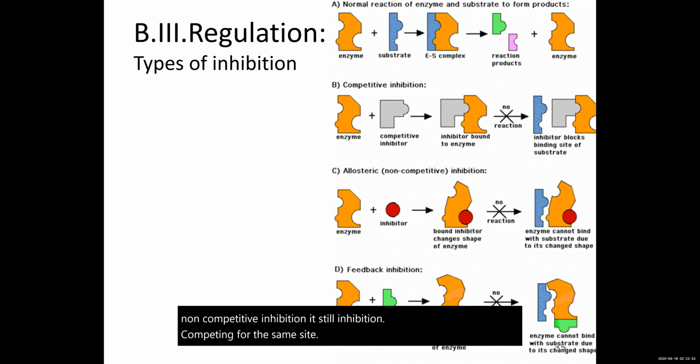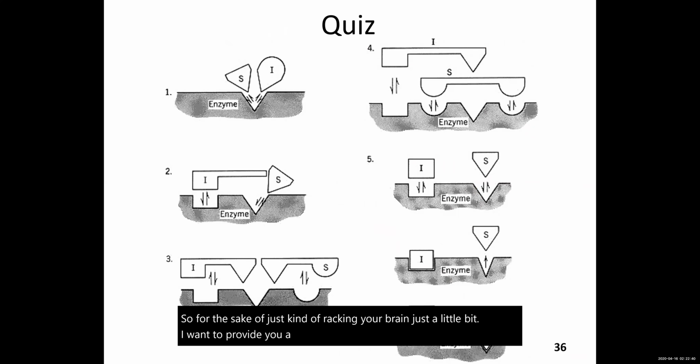So, for the sake of just kind of racking your brain just a little bit, I wanted to provide you a few different examples of what this could look like, and these are meant to be a little bit more challenging than usual. So in case one, you can see the clear-cut idea between the substrate and the inhibitor competing for the same spot, a classic case of competitive inhibition. But what happens if you look at number 2, for example, here, in which you have an oddly shaped inhibitor and the substrate that can't get in? What type of inhibition would we be talking about now?